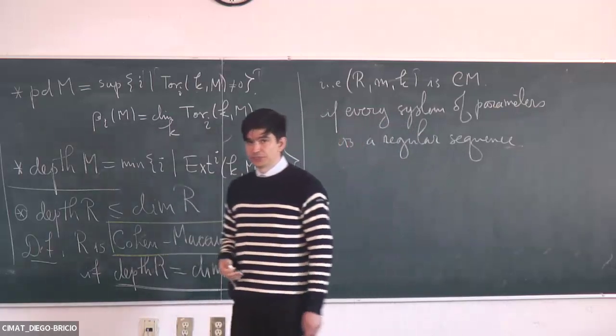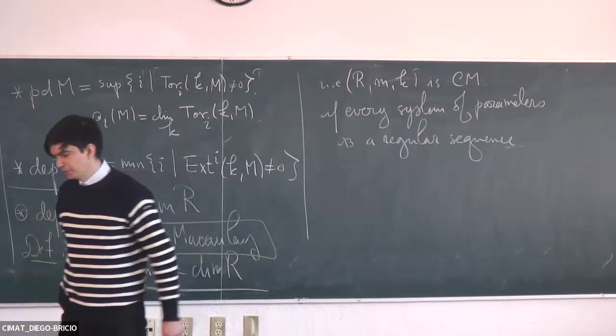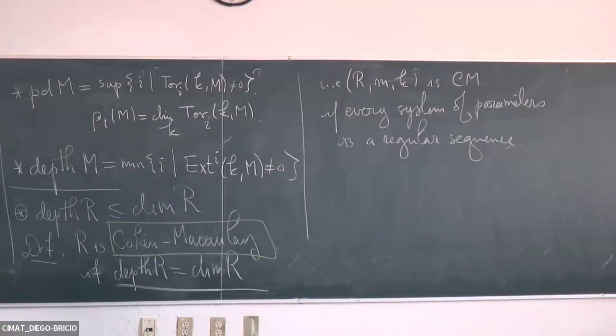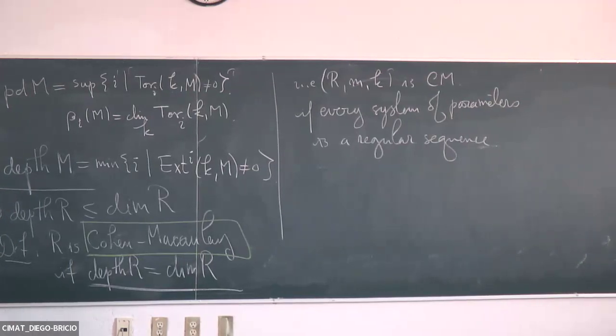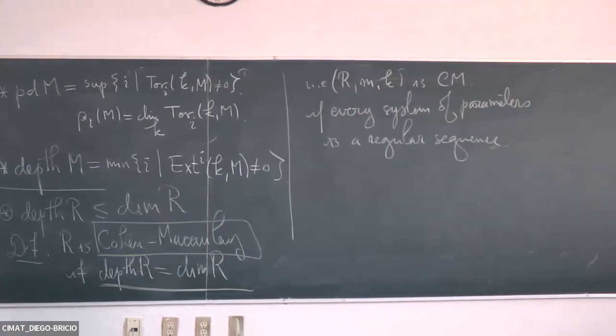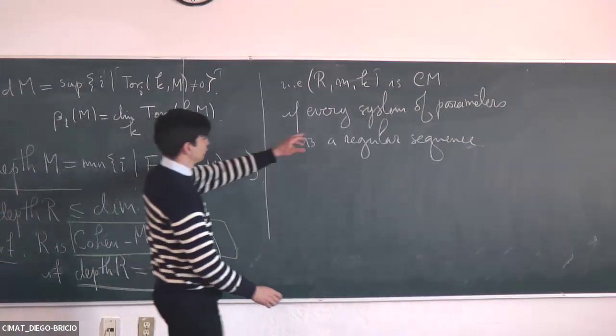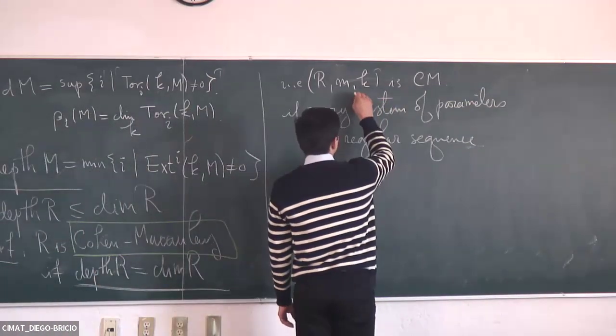So regular sequences can always be extended to a system of parameters. But if you can go all the way up and find a regular sequence that is a system of parameters, then that's a Cohen-Macaulay ring. So the only source for systems of parameters are regular sequences.